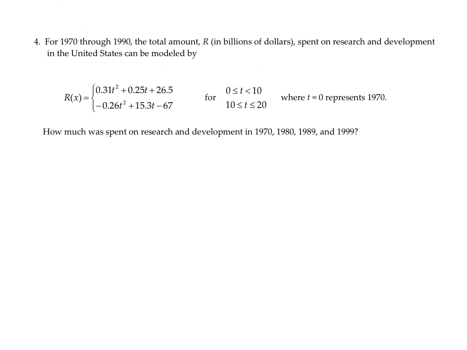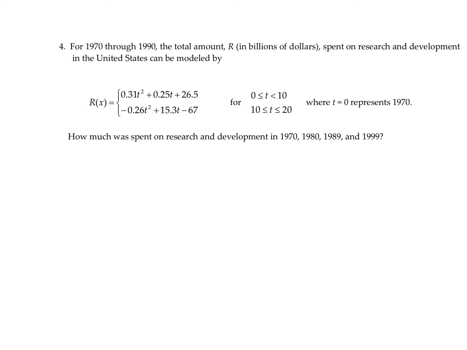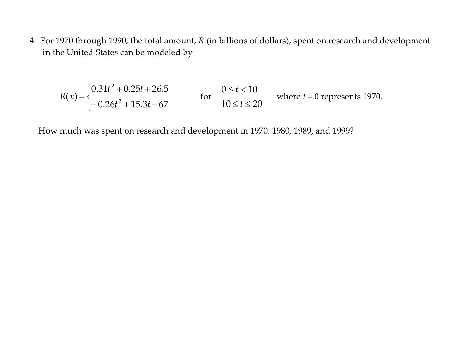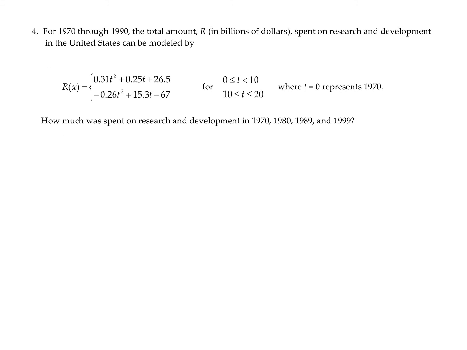All right, let's look at this last example. It says from 1970 to 1990, the total money R in billions of dollars spent on research and development in the United States is modeled by the piecewise below. How much money was spent on research and development in 1970, 1980, 1989, 1999? So T equals 0 represents 1970. So that means 1980 would have to be T equals 10, 1989 would be T equals 19, and 1999 would be T equals 29.